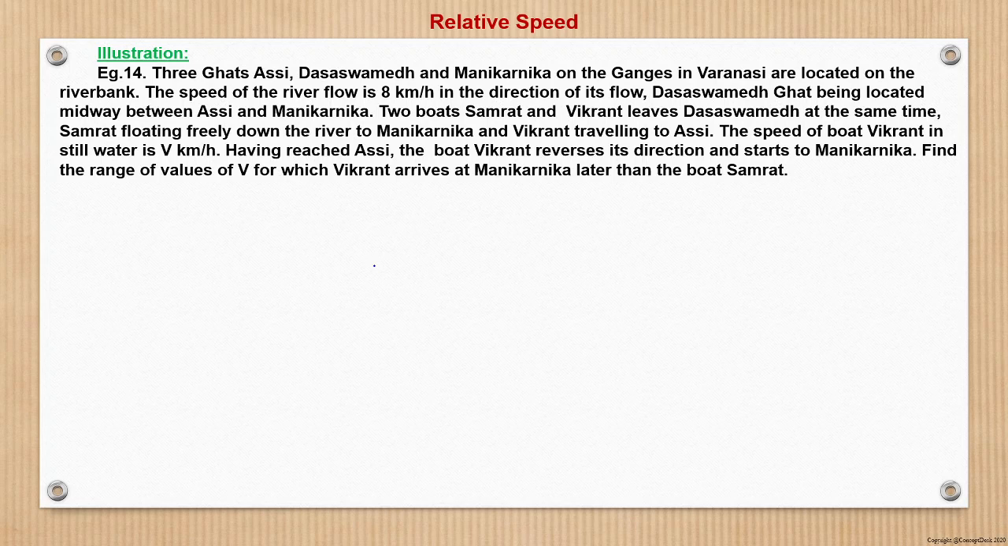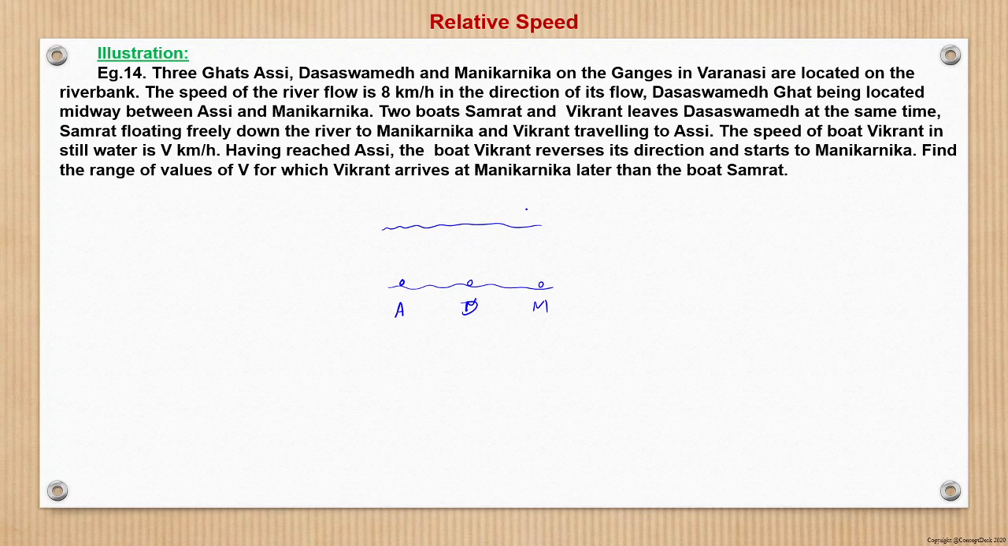So that means it is given that here Assi is there, midway is Dasaswamedh, and the far end is Manikarnika. Now, two boats, Samrat and Vikrant, leave Dasaswamedh at the same time.